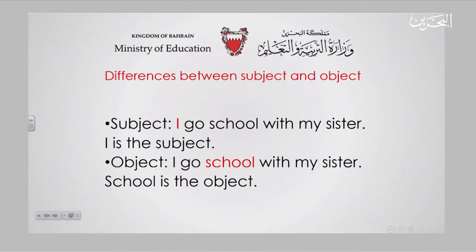School is the object. Now, this is the difference between subject and object. The majority of subjects are persons or someone who could do an action, while the object is the thing being happened. Why am I explaining this? What is the purpose of knowing the subject and the object?